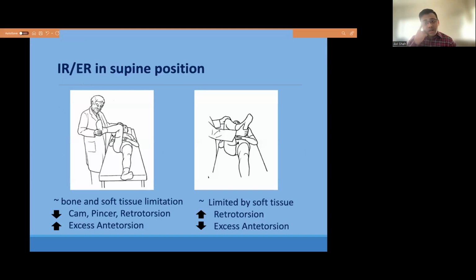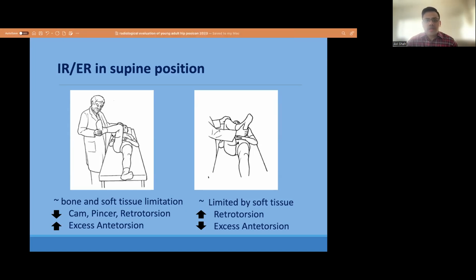So let's start with the internal rotation and external rotation in supine position. So you will check this in extension as well as in flexion. So in extension and flexion, if there is pain in rotations or any limitations, it tells us that there is some limitation either because of the asphericity of the head or there is some impingement going on.